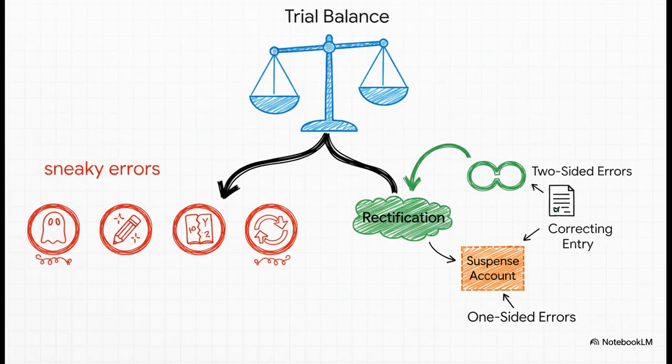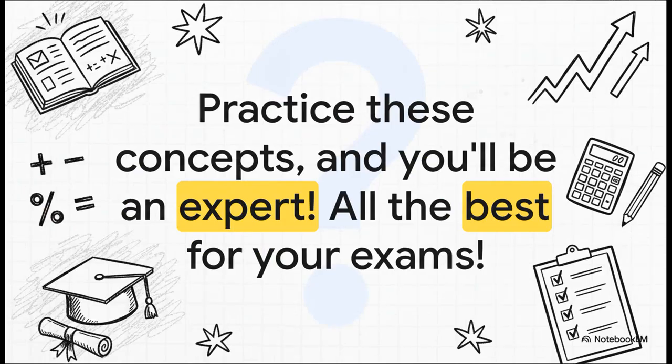Okay, so to recap, the crucial points you need to remember for your exam are these. 1. What a trial balance is for: checking mathematical accuracy. 2. The 4 sneaky errors, omission, commission, principle, and compensation, that can hide even if it tallies. And 3. How to fix errors, using either a correcting journal entry for two-sided mistakes or a suspense account for those tricky one-sided ones.